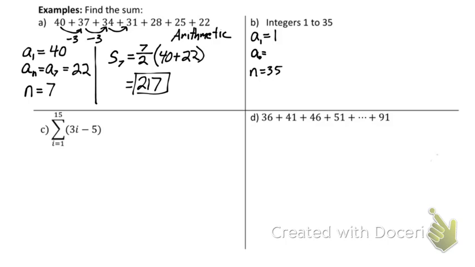So that means my last term is a sub 35, which just happens to equal 35 as well. So now we just put in our S of 35 is going to equal 35 divided by 2 times our first term plus our last term, and that's going to equal 630.